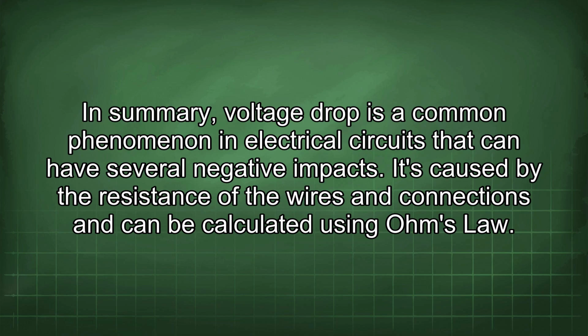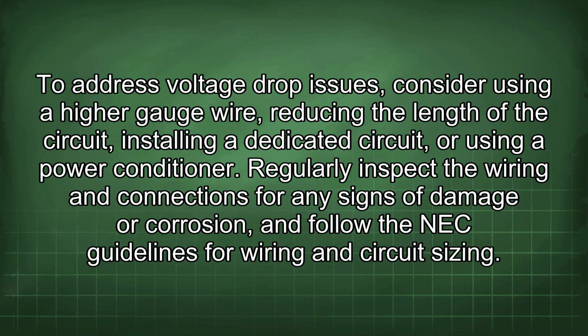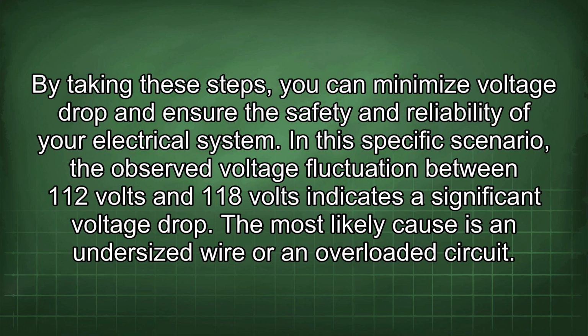In summary, voltage drop is a common phenomenon in electrical circuits that can have several negative impacts. It's caused by the resistance of the wires and connections and can be calculated using Ohm's law. To address voltage drop issues, consider using a higher gauge wire, reducing the length of the circuit, installing a dedicated circuit, or using a power conditioner. Regularly inspect the wiring and connections for any signs of damage or corrosion, and follow the NEC guidelines for wiring and circuit sizing. By taking these steps, you can minimize voltage drop and ensure the safety and reliability of your electrical system.